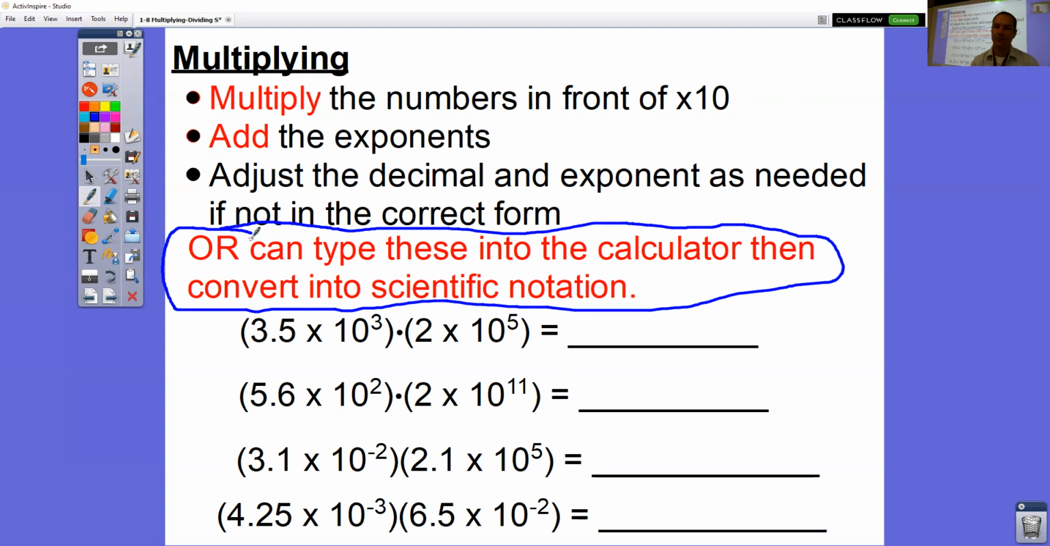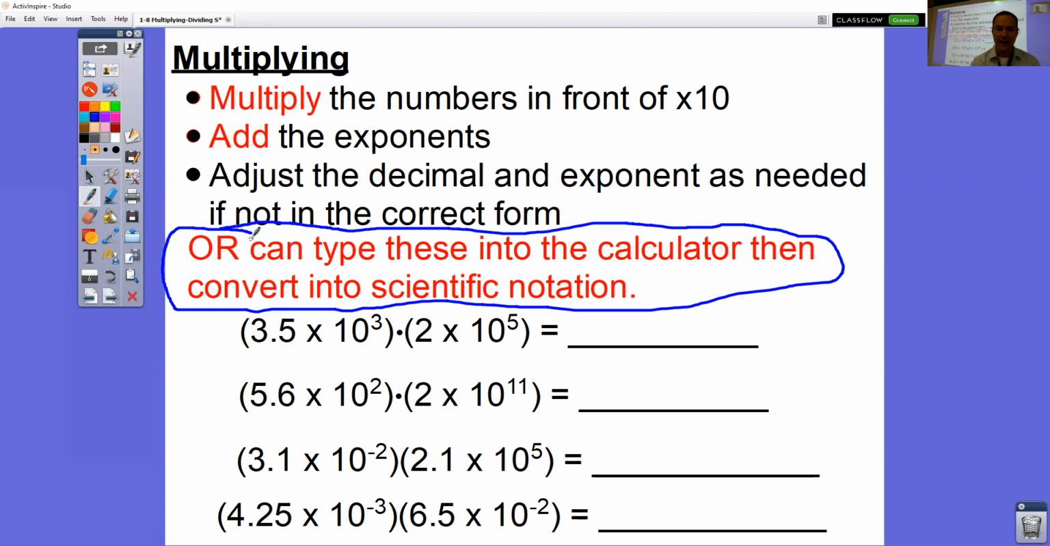Technically, you could multiply the numbers in front of the times 10 and add the exponents, but then you're going to have to adjust the numbers if they're not in the correct form. So I would just suggest skipping that stuff. Just go right into typing them directly how they are into the calculator.